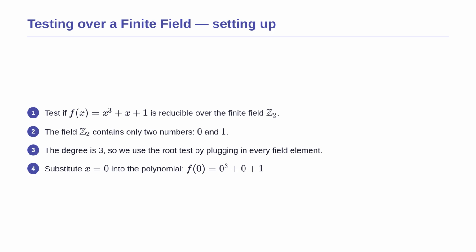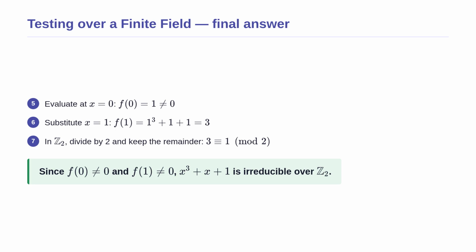Let us look at a slightly more abstract but very common scenario, testing over a finite field. We want to test if the polynomial x cubed plus x plus 1 is reducible over the field Z2. Z2 is a clock math system that contains only two numbers, 0 and 1. Since our polynomial has a degree of 3, the root test is still valid. Because our field is so small, our approach is incredibly simple. We just plug both 0 and 1 into the polynomial. First, we substitute x equals 0 to check if it is a root. Evaluating at 0 gives us 1, which is not 0. So 0 is not a root.